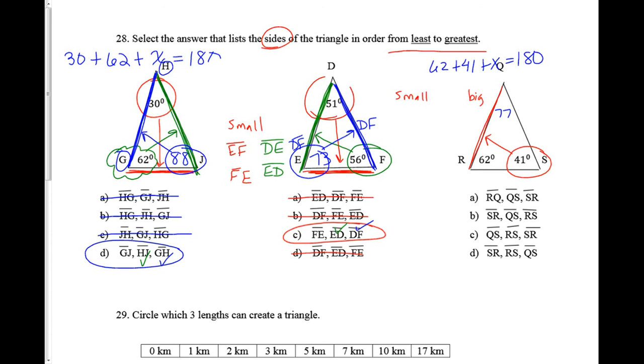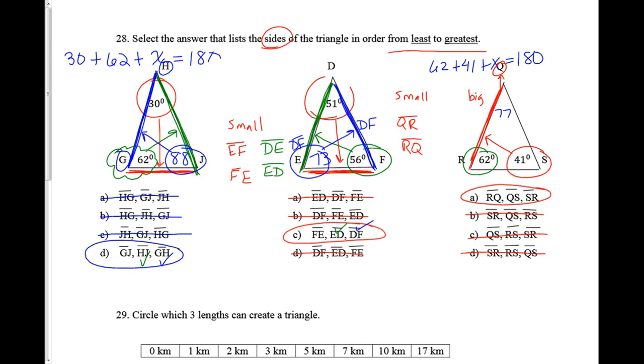The side across from it is called QR. You can't see the Q, but it's right there. So my smallest is called QR, which could also be called RQ. So I go to my answer choices, and it looks like my answer should be A. I'm going to go through and do the rest of the problem.